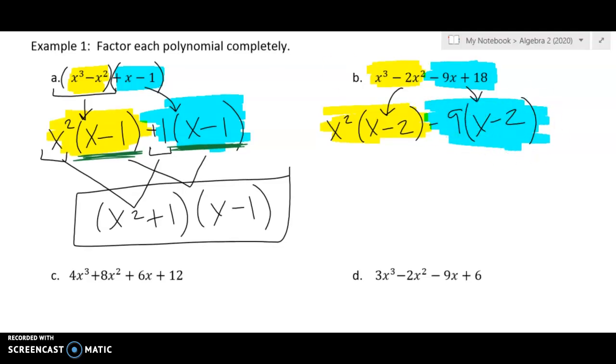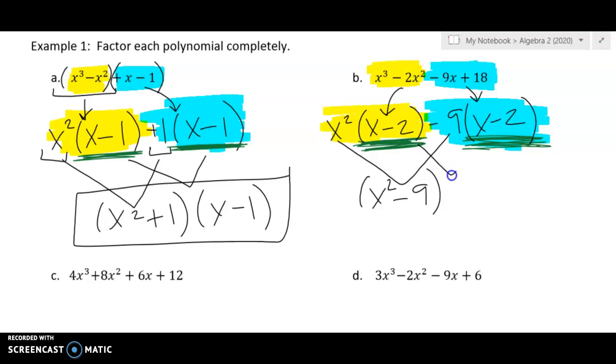Just double check. I'm going to underline it green again. Double check that these parentheses match. See how they both have X minus 2? That means you did it correctly so far. So then I'm going to go ahead and take these GCF pieces, X squared minus 9, and I put them together as a factor. And then the part that matches, you write it down 1 time.